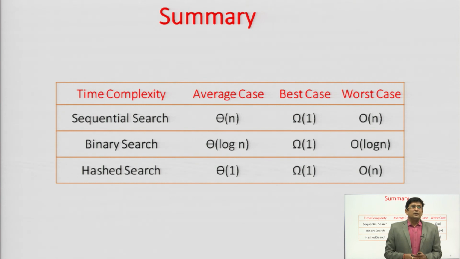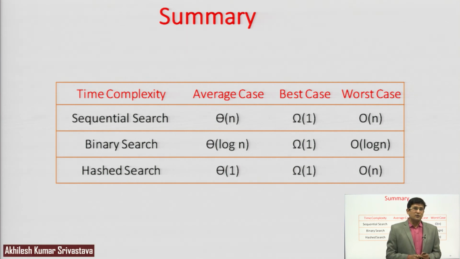Okay. Now, this is the summary. In every hash search, you are expecting that it has to be in constant time. So, theta 1 time will be required for the searching in the average case, whereas in the sequential or the binary search it requires theta n and theta log n time respectively. So, we have actually saved a lot of time in the hash search mechanism.